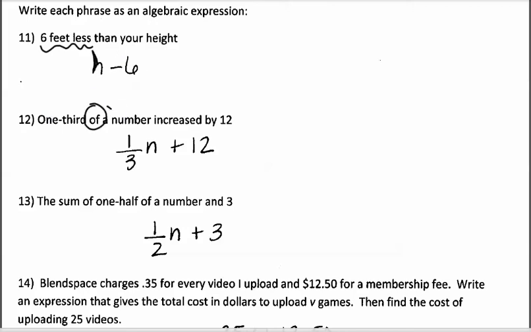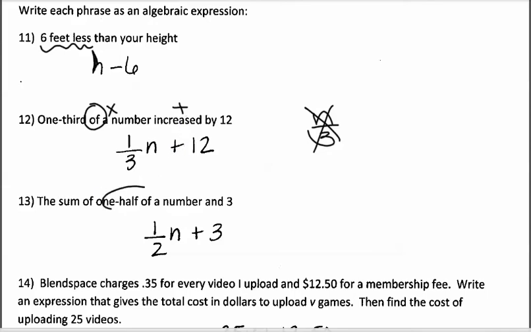1/3 of in math means multiply, a number, increased means plus by 12. So 1/3 times n, because it's of means multiply, so it's not n divided by 3. And then increase that by 12, which means add 12.